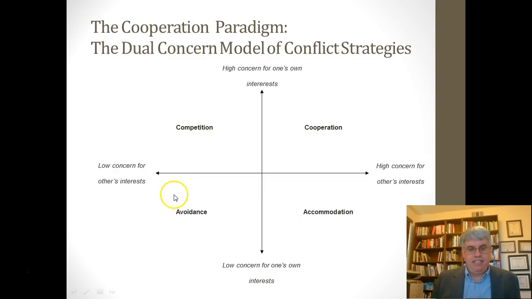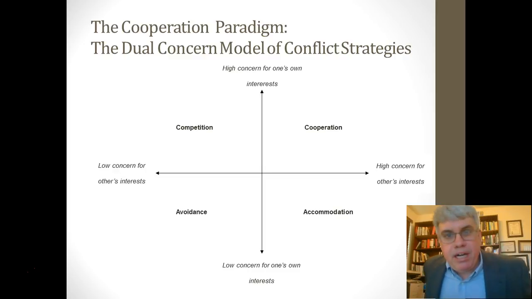Now, a third combination is where you say, oh, I'm not that concerned about other people's interests, and I'm not that concerned about my own interests. That strategy for resolving conflicts is called avoidance. It's like, ooh, we'll just stay away from these topics. Neither what that person wants or what I want is that important, so we'll just avoid.